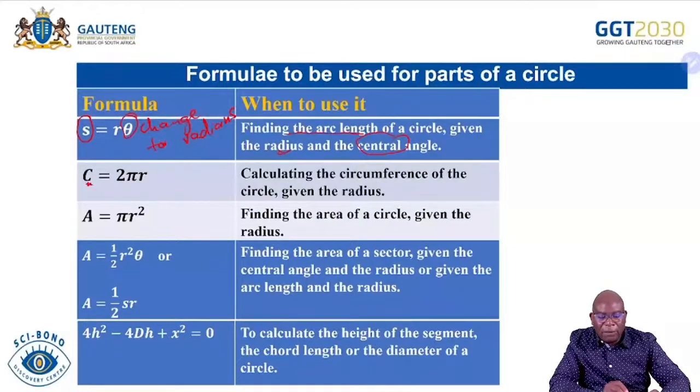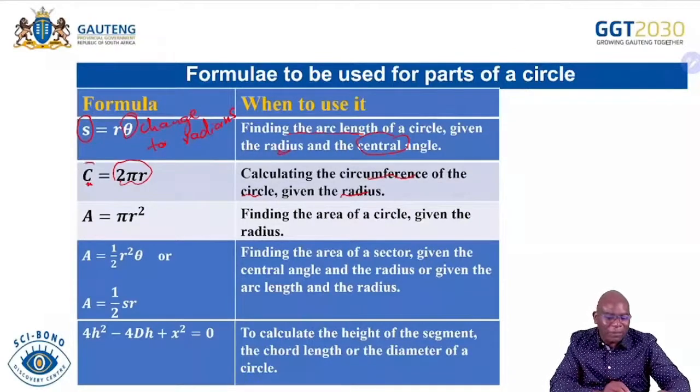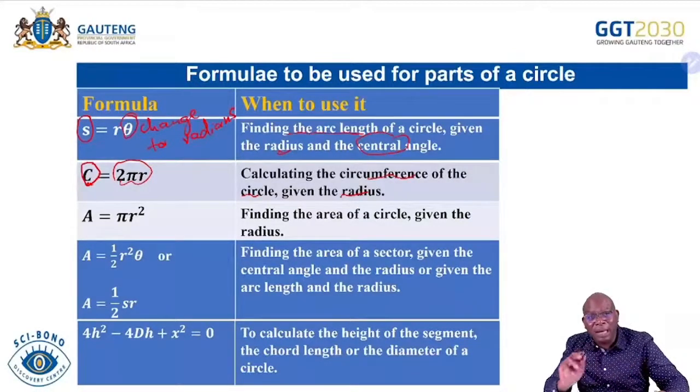The circumference is equal to 2 pi r. That is calculating the circumference of the circle when you're given the radius. I only need a radius. If I've got a radius, I can calculate the circumference. Remember, circumference is nothing else but the perimeter of the circle.